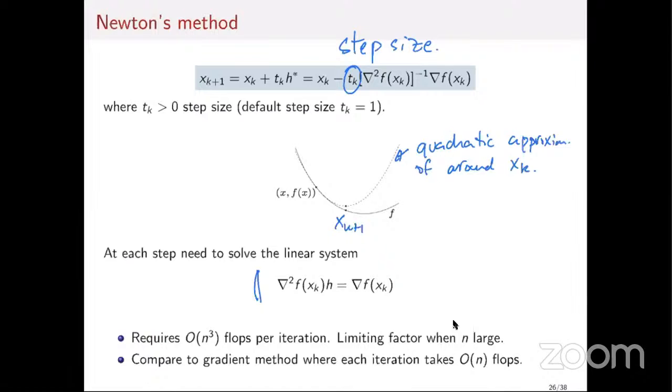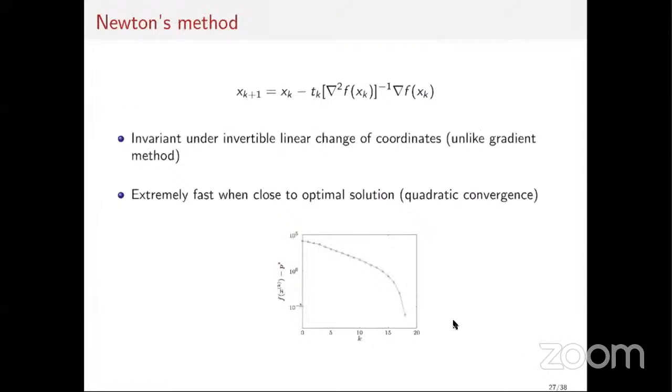Okay, so despite this fact, you pay more in each iteration of Newton's method, but then you also gain a bit. So you're using some more information about the function. So we hope that the convergence is going to be faster than the gradient method. And indeed, the convergence of Newton's method is extremely fast, provided that you start close enough to the solution.